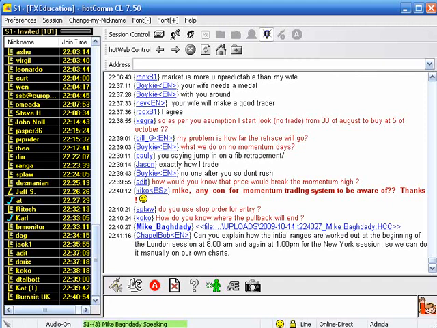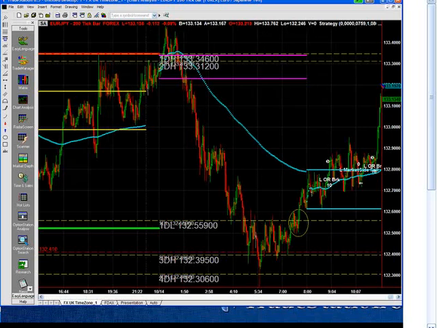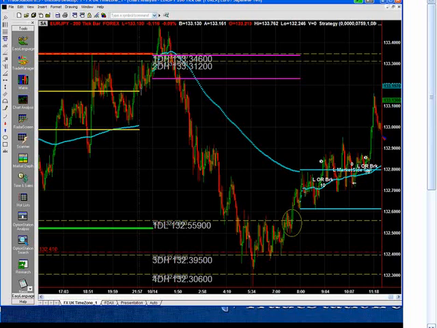So right there, look at this. As soon as it broke up, that is your momentum. You want to be a buyer in, and you stay in that trade. Look at this. Now it's coming. This is this morning.